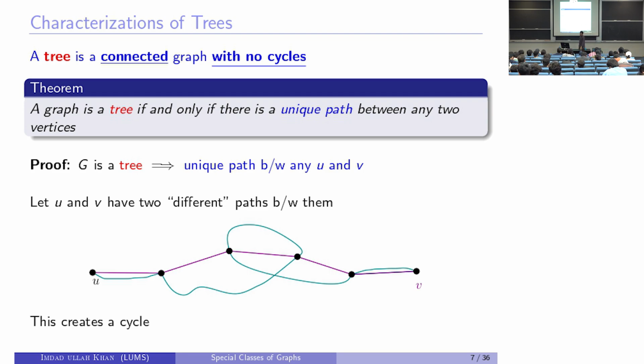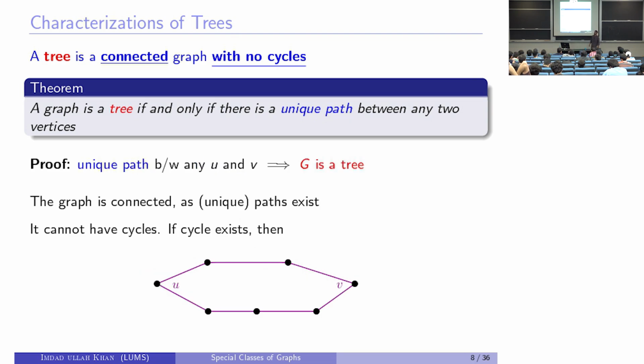If the graph is a tree, then there must be a unique path between any two vertices. But the statement is an if and only if, a biimplication statement, right? So let's prove the other side. If there is a unique path between any u and v, then the graph must be a tree. Okay, that's what we want to prove.